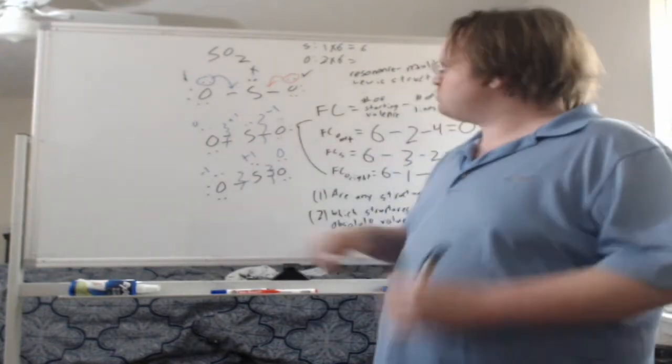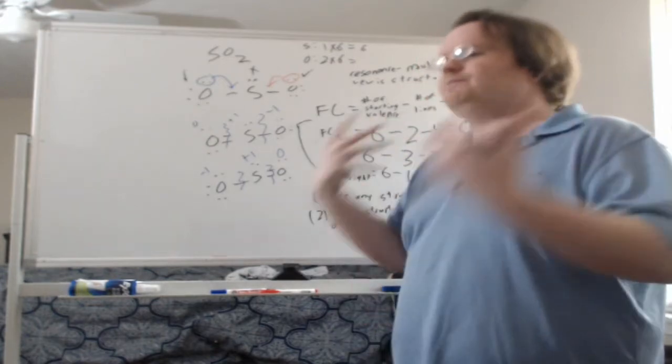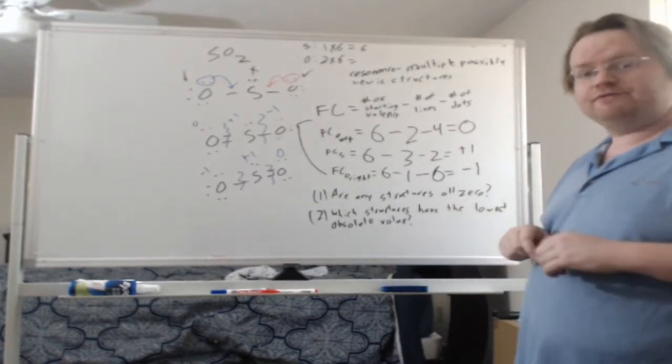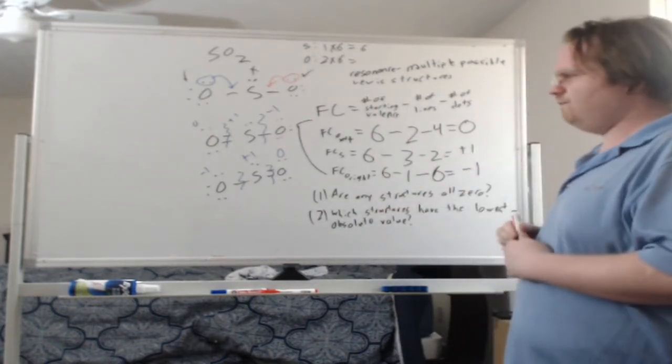Sometimes you end up with structures where you might have a +1 and a -1, but then another structure will have a +2 and a -2. We will prefer the ones with smaller absolute values. So if you're given 2 options, pick the one with the lowest absolute value.